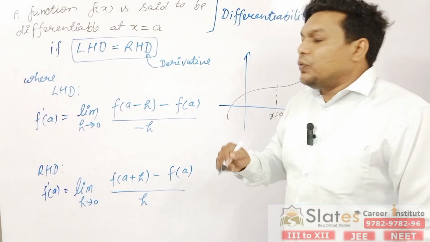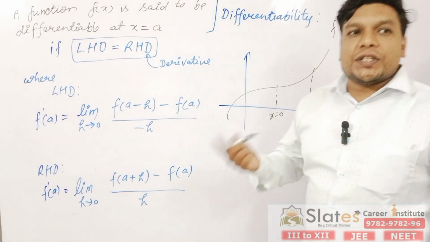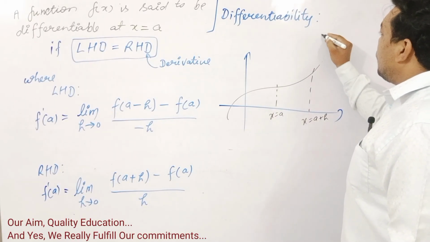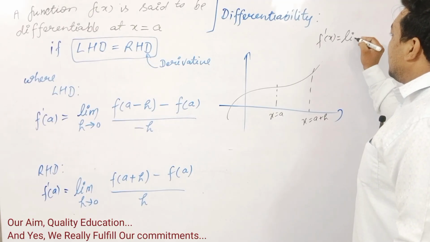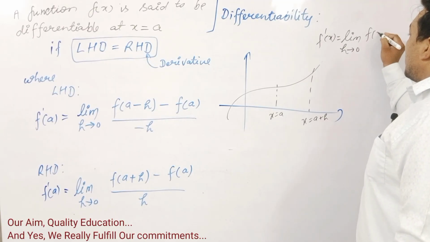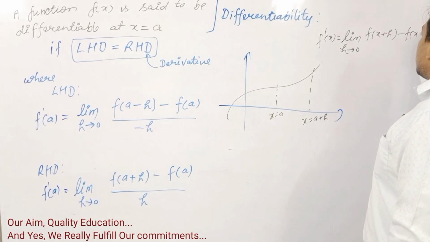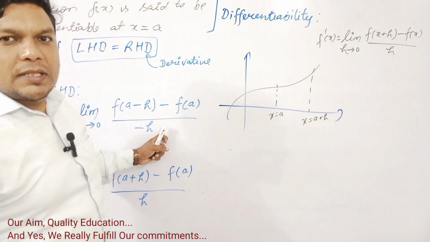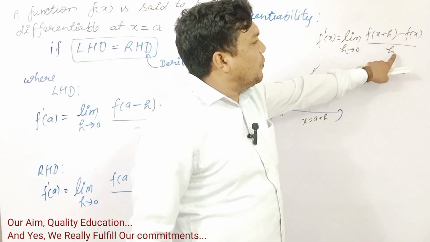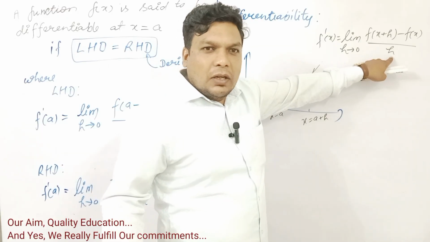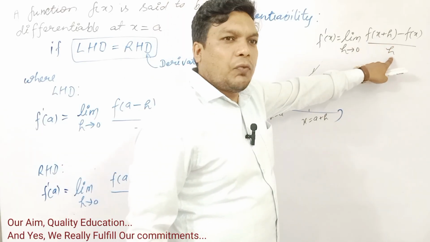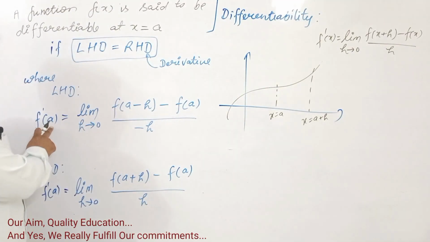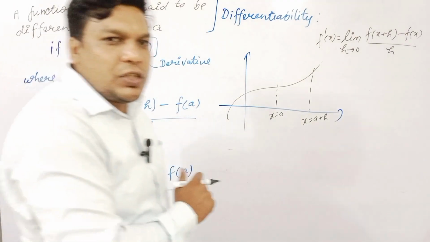In 11th we also saw derivative using first principle. If you remember, the formula of derivative using first principle was limit h tends to 0 of f of x plus h minus f of x upon h. It is the same thing. If you use f of x plus h minus f of x upon h, it is from the right hand side. If you use f of x minus h minus f of x upon minus h, that is the left hand derivative. So at a particular point, we say it is LHD and RHD at x equals a.